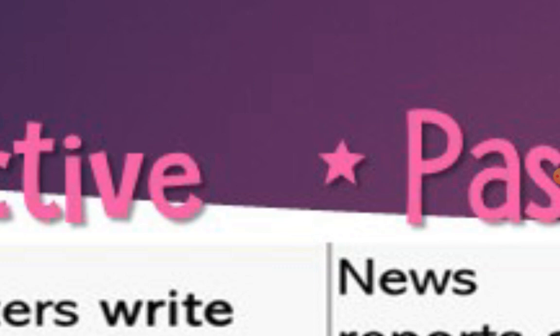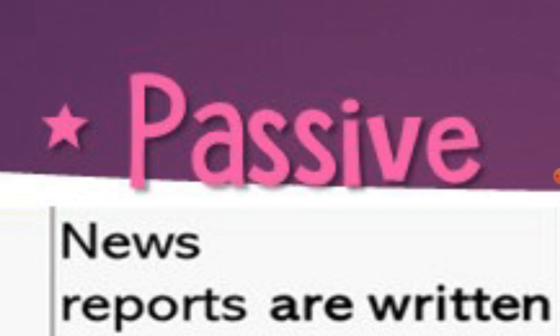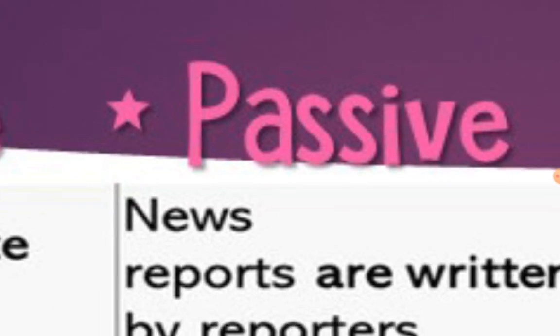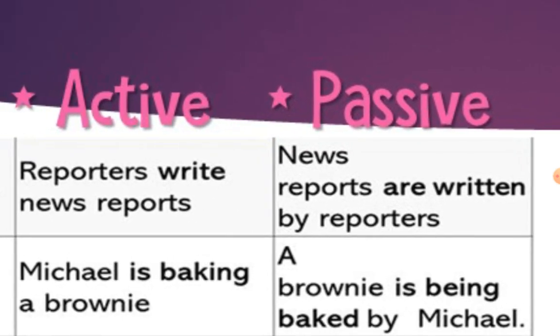And the tense that we have is write. The verb is write, it means that it's in present simple. So news, the verb to be in present simple for news, which is plural, it means news reports are written. Why are written? Because the are is the verb to be in present and written is the main verb, which is write, but in the past participle. And then we have the agent at the end with the by. News reports are written by reporters.